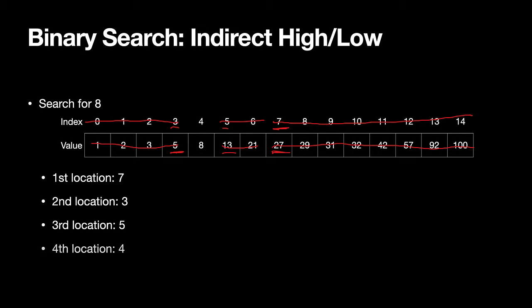And that leaves us with just location 4. So we'll look in location 4, and yay, we found the value that we were looking for. So we had 15 items in our array, but we only had to examine 4 of them to find the value that we happened to be looking for this time.